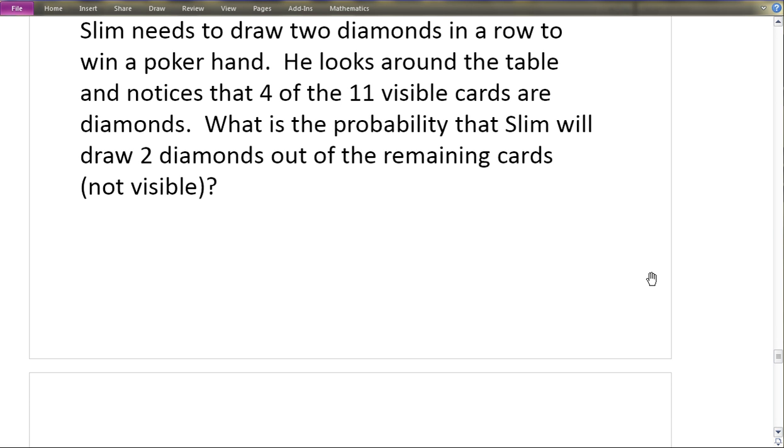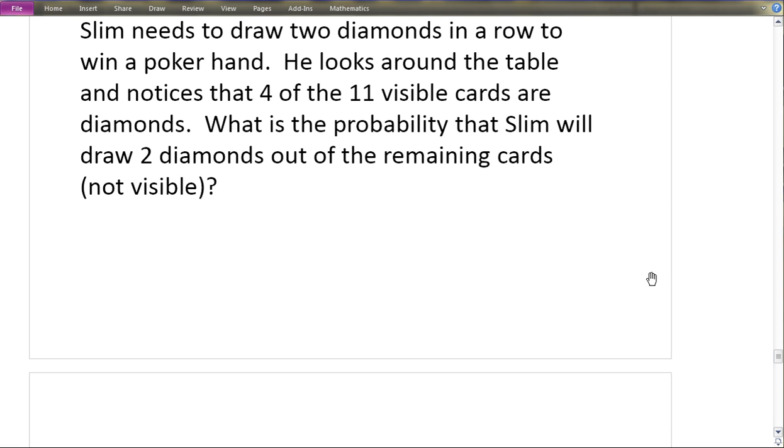Okay, so hopefully you're sort of familiar with how cards are, you know, the suits and all. If not, sorry, on the test there shouldn't be any questions which really require you to know anything about cards, okay? And if there are, then I'll go ahead and explain them to you. Now for this one though, he notices 4 of the 11 visible cards are diamonds. So let's think first on that.